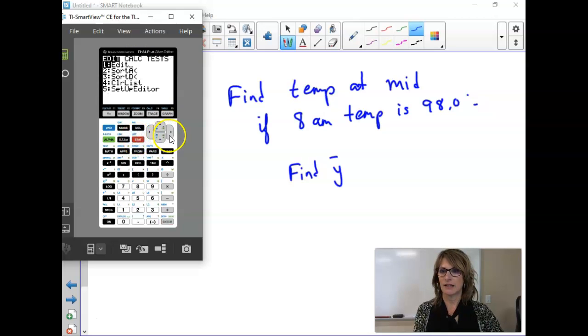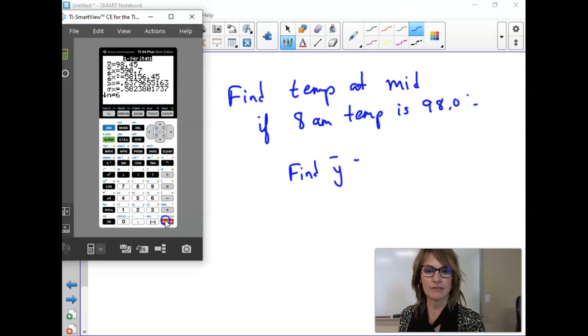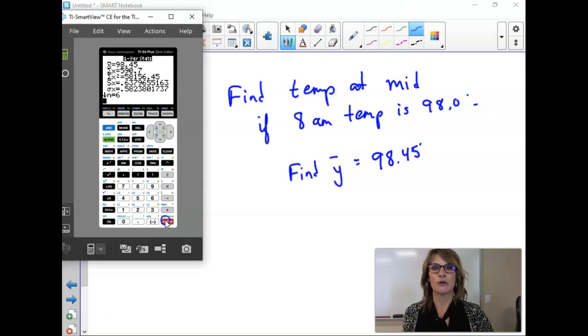Stat, calc, one variable stats with list 2. So our average is 98.45. So if your temperature at 8 o'clock in the morning is 98, your temperature at midnight is most likely 98.45.